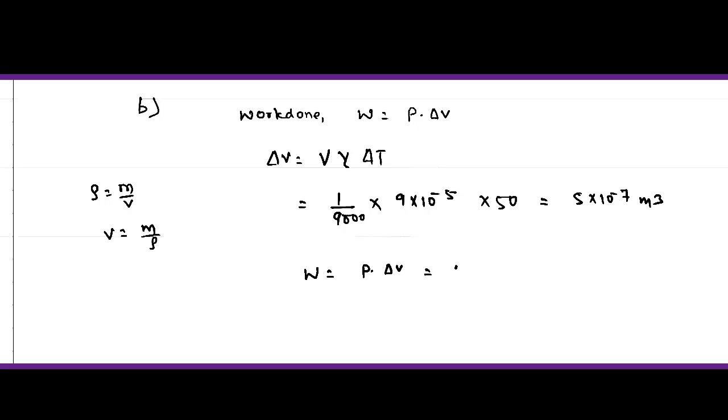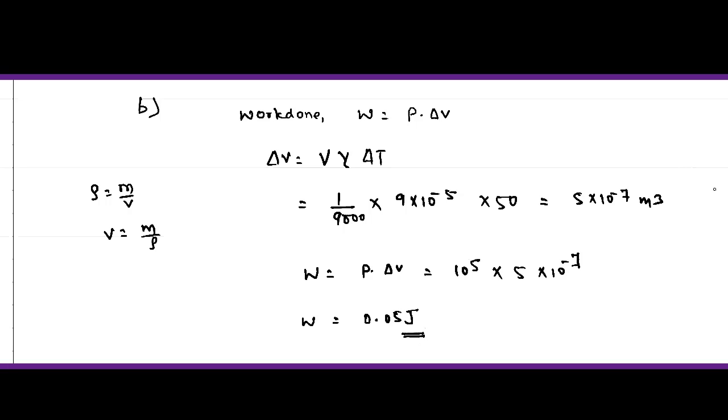Now the work done can be written as W is equal to P into delta V, where P is 10 raised to the power 5 Newton per meter square, multiplied by delta V, which is 5 multiplied by 10 raised to the power minus 7. The work done comes out to be W equals 0.05 joule. So this is the answer.